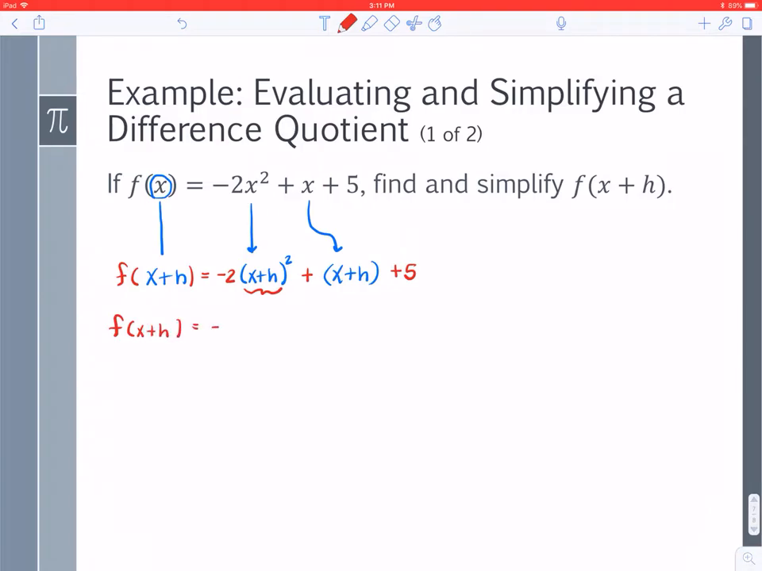All right, so f of x plus h is equal to negative 2. I'm going to square x plus h. So to do that, I square the x. I multiply the two terms together. x times h is xh. And then I double that result. So the middle term is 2xh. Then I square the last term, I square the h, and I get h squared.